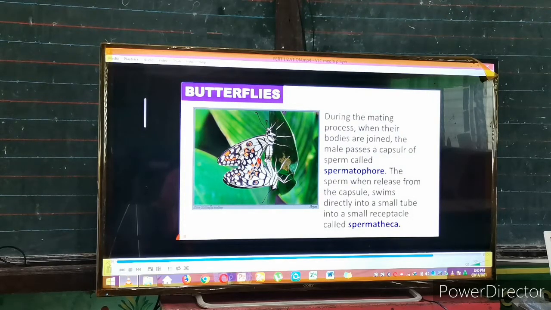So during mating, the male releases the spermatophore, a capsule that contains sperm cells. That capsule releases those sperm cells directly inside the body of the female butterfly.